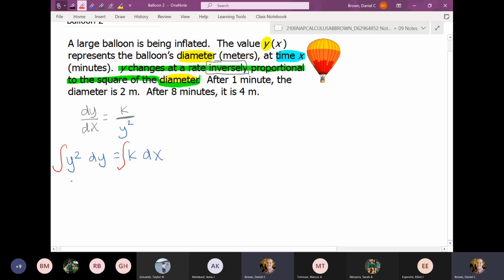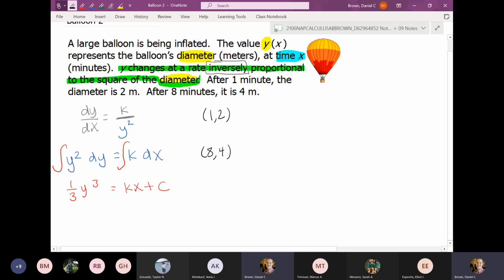Again, I like keeping the k on the side with the x's. Let's take the integral. 1/3 y cubed is equal to k, which is a number, times x, plus c. I could rewrite this and solve it for y, but I know that I'm going to solve for k and c anyway, so I'm just going to leave it like that. So now let's look at my initial conditions. After 1 minute, the diameter is 2. After 8 minutes, the diameter is 4.